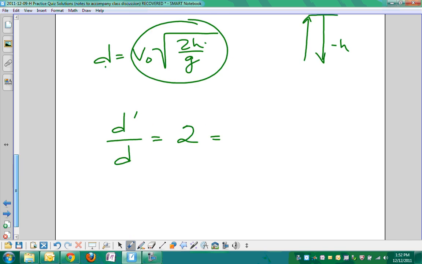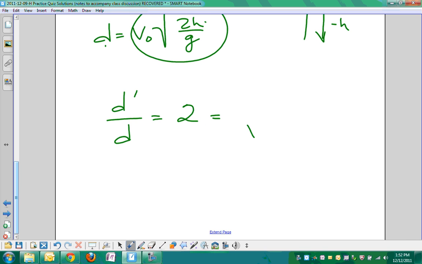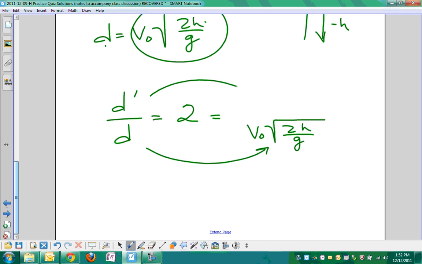Does that make sense? What was d? D was v naught times the square root of 2h over g. That's what d is, right? I just put d over here. So what's d prime going to be? Exactly. V naught times the square root of 2h prime over g. Everybody okay with that? We know that the ratio of d prime to d is 2, so the ratio of this expression for d prime over d is also equal to 2. Okay? So we're just going to work with this stuff right here.